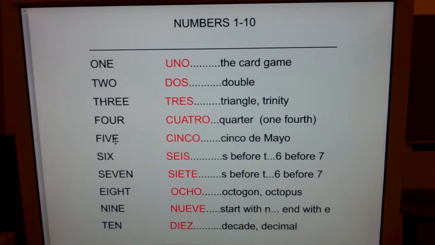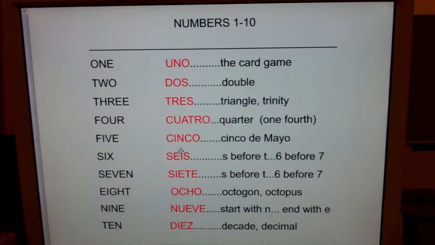Mr. Holt, how are we going to remember that 5 is cinco? You guys have probably heard of that holiday, El Cinco de Mayo. Say that. El Cinco de Mayo. It literally means the 5 of May. Cinco is 5. Now, a lot of people confuse seis, which is 6, and siete, which is 7.